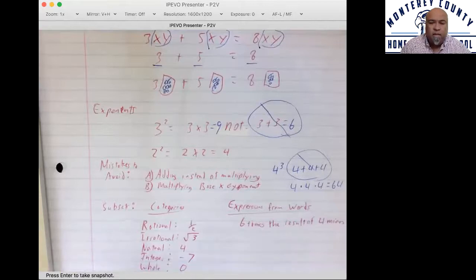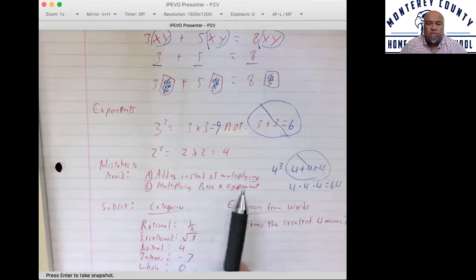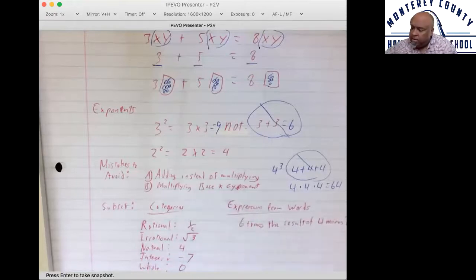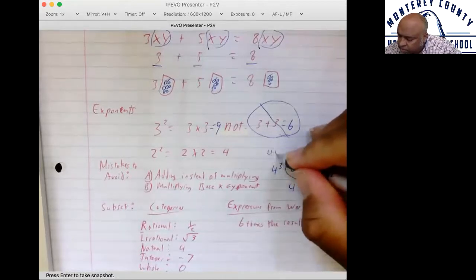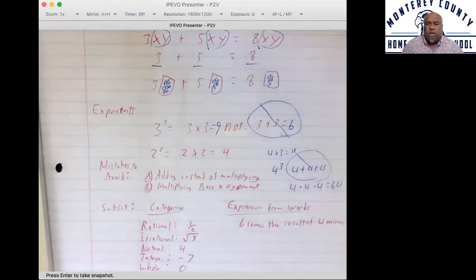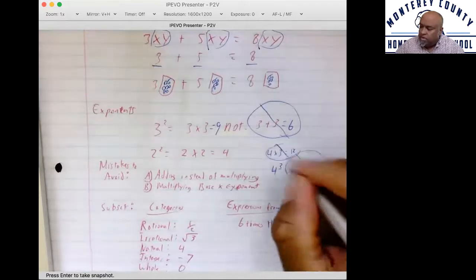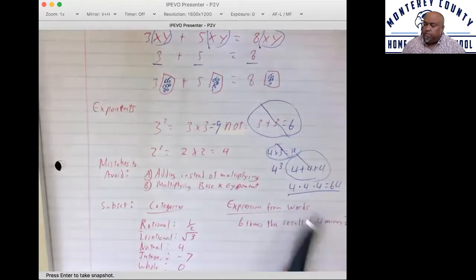The second mistake that people make is they multiply the base and the exponent. Let me just give an example of that. So 4 to the third power, some people might think that means 4 times 3, which is equal to 12. Now exponents are not just a fancy way of writing a regular multiplication problem. So I'm going to go ahead and circle that one and cross it out too. The only one of those that's correct is this one.